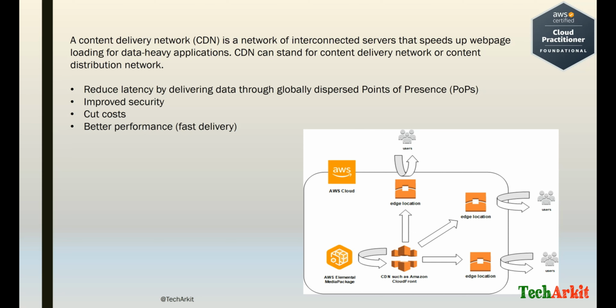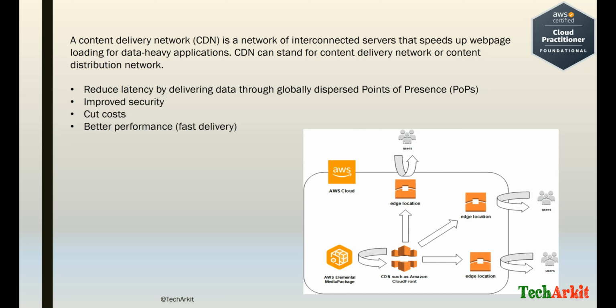Reduce latency by delivering through global points of presence. So this is called POPs. Improved security, so it also gives the encryption method and delivers the content using the SSL certificate. So that's why it's improved security, and it also cuts the cost.